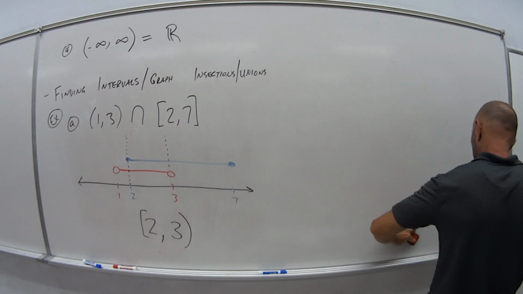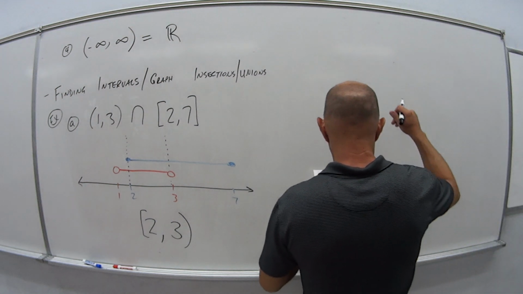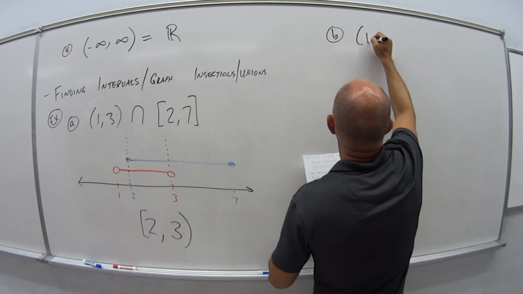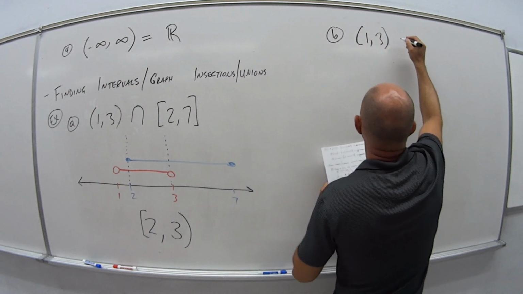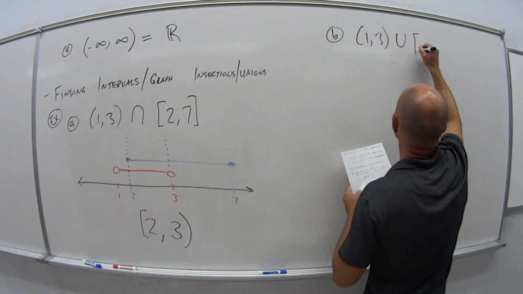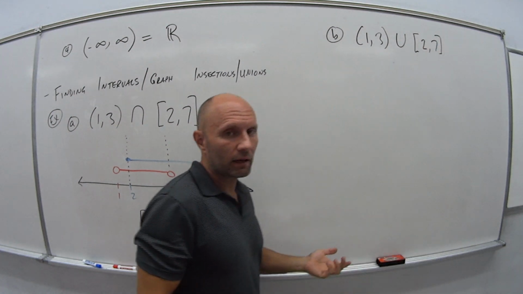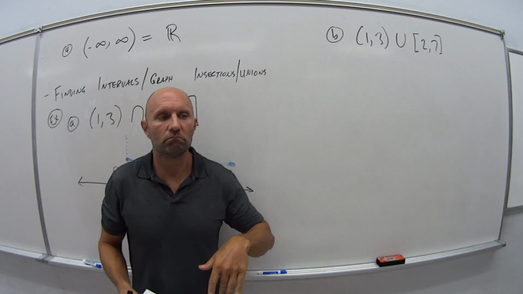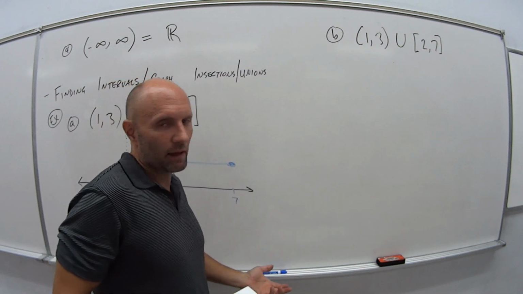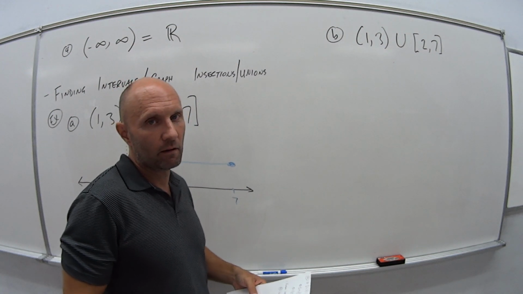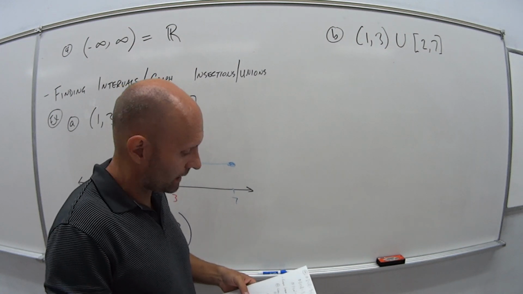Let's do another example here. You can try this. So how about open interval 1 to 3 union closed interval 2 to 7. So again, go ahead and try this. Hit pause, give it a shot, then hit play. We'll work it through, see if you get the same answer. All right, welcome back. Hopefully you got it.